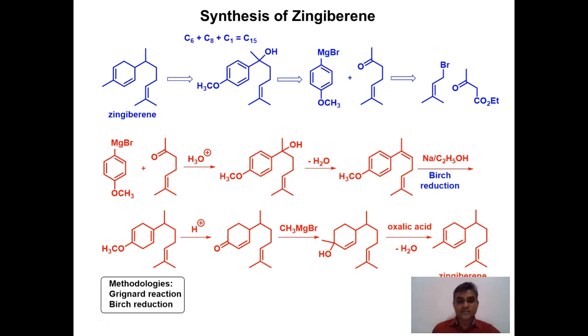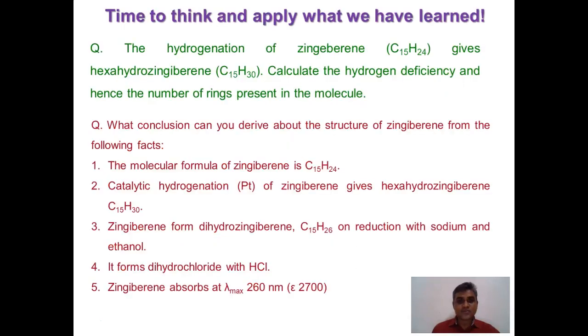Now, once we have prepared this, we have discussed this. Now it's time to talk about the possible questions on gingiberine molecule. The first problem is related to the degree of unsaturation here. Hydrogenation of gingiberine gives hexahydrogingiberine. Calculate the hydrogen deficiency and hence the number of rings present in the molecule. This problem gives us an opportunity to revise the fundamentals of calculating the degree of unsaturation, and correlating it to the presence of ring here. We have already discussed in the previous slides.